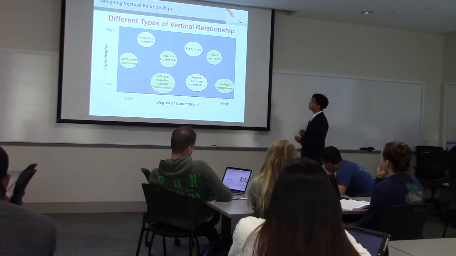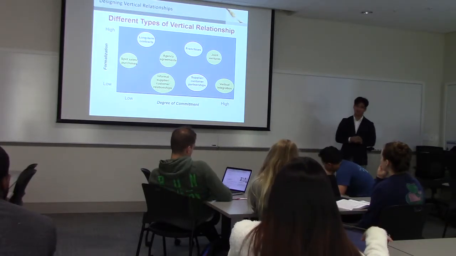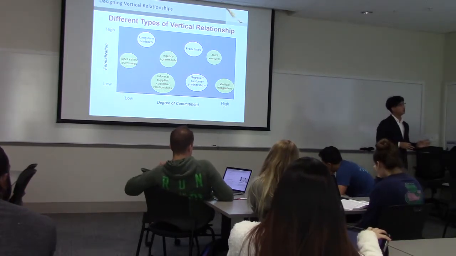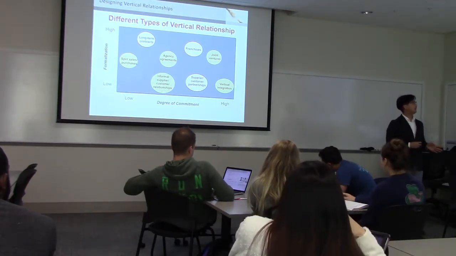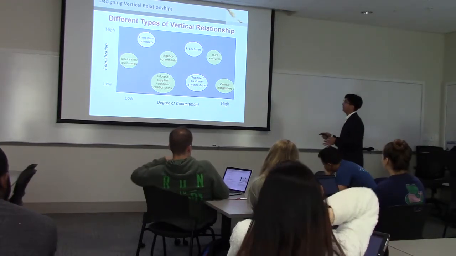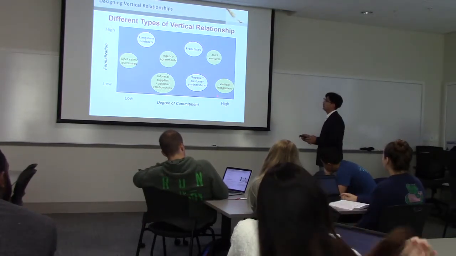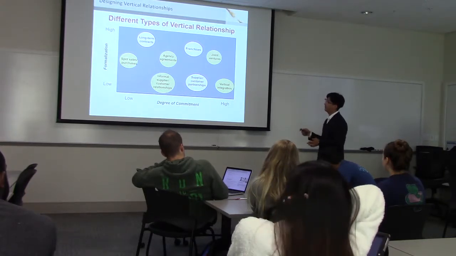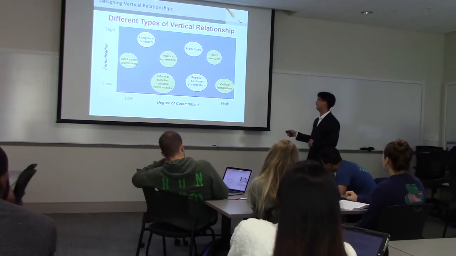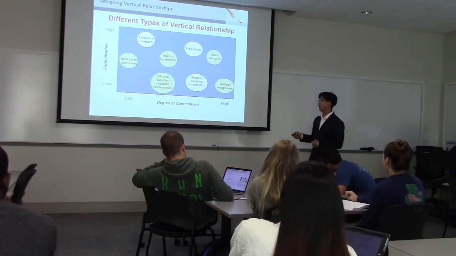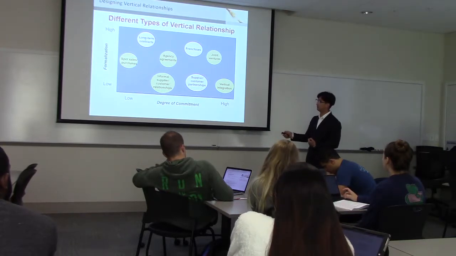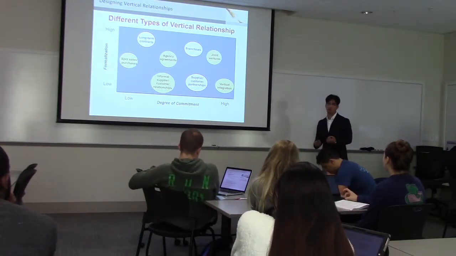Okay, so there are multiple types of vertical relationships. Notice that I didn't say vertical integration. Based on the degree of commitment and the formalization, there are different types of vertical relationship. When the degree of commitment is very high, but the formalization is very low, you would have vertical integration. But if you want to commit very little to a certain activity, you would want to do spot sales or purchase. That's like a short-term contract, right?